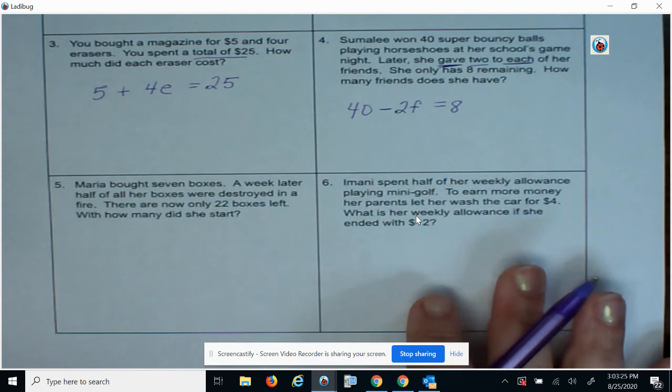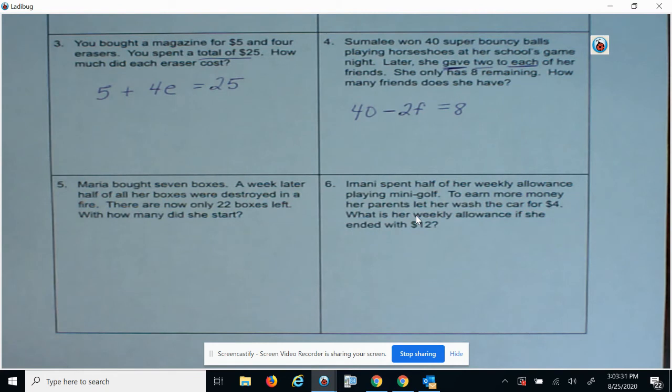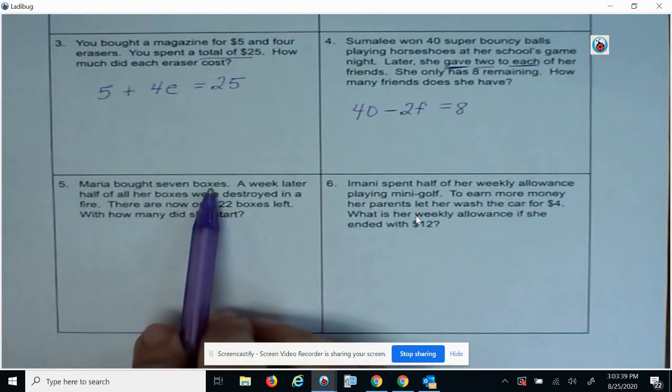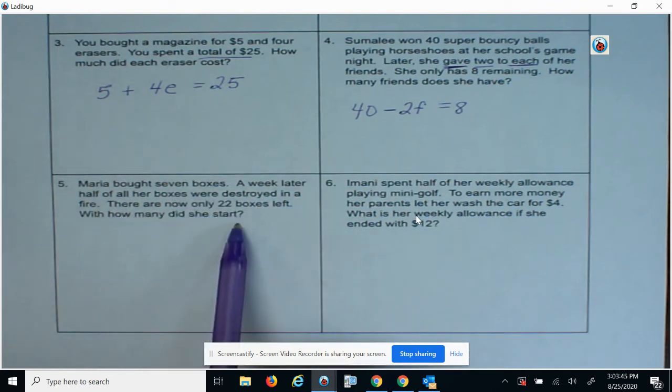All right, Maria bought 7 boxes. A week later, half of all her boxes were destroyed in a fire. Not so good for Maria, is it? There are now only 22 boxes left. Okay, so Maria bought 7 boxes. Well, we got to think, how many boxes did she have? We don't know. That's what we're trying to find, right?